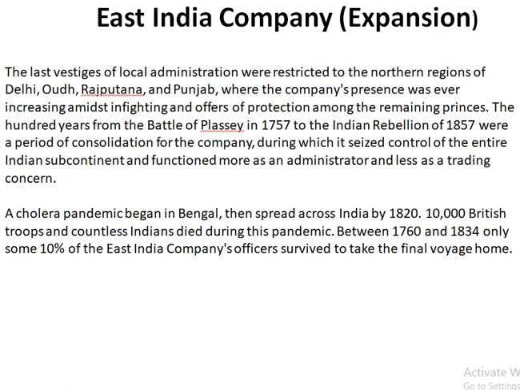And then from 1757 to 1857, within these 100 years, the British expanded more and more. And in 1857, when there was the War of Independence, after the War of Independence, the East India Company was almost abolished by the government of Britain. But before that, we can see that there had been pandemics and diseases in Bengal.